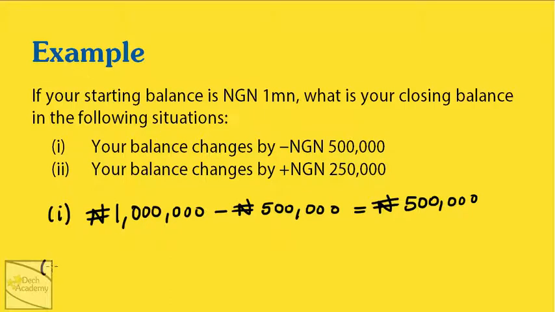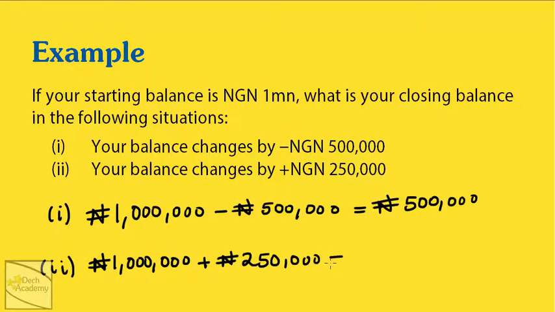In case 2, the balance changes by plus 250,000 naira, which means your balance increases by 250,000 naira. So the starting balance is a million, and then it increases. So the answer in this case is simply 1,250,000 naira.